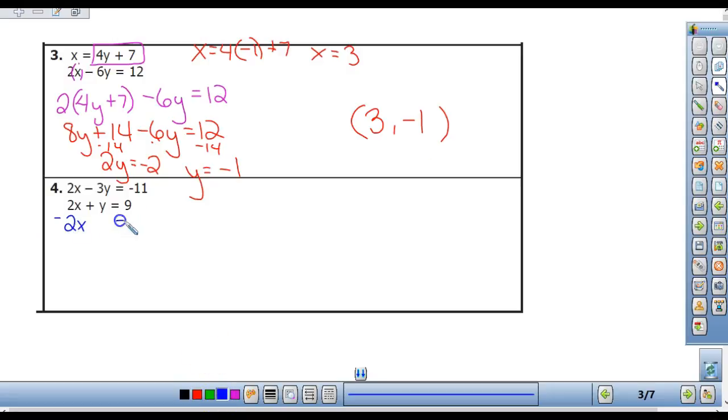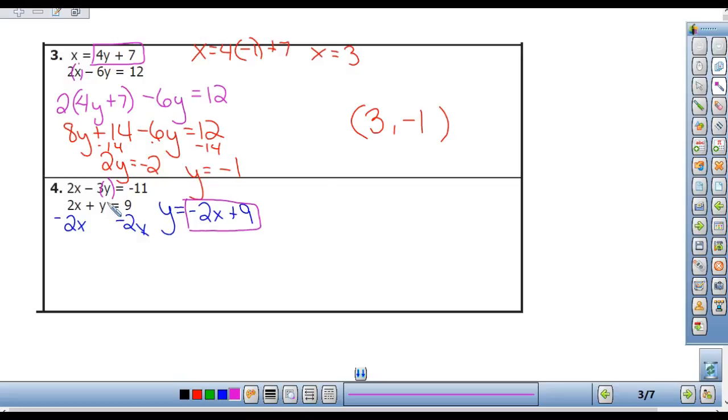Alright, so we're going to add 2x and add 2x. And I have y equals -2x plus 9. Now this is what's going to go in for y in my other equation. Okay, and this is the part where I think it gets to be a little bit more confusing when you're solving so many different equations.